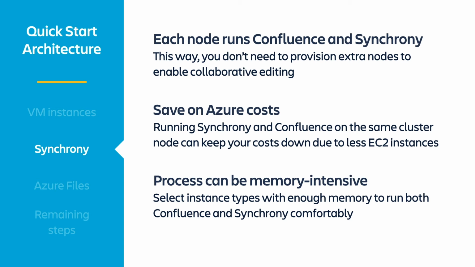This way, you don't need to provision extra nodes to enable collaborative editing. On top of that, running Synchrony and Confluence on the same cluster node can help keep your Azure costs down due to fewer instances. But it's important to remember that the Synchrony process is memory intensive, so you'll need to select instance types with enough memory to run both Confluence and Synchrony comfortably.